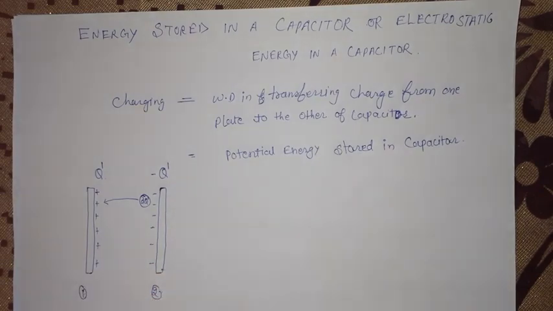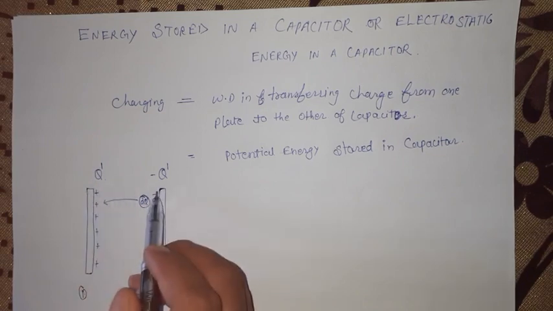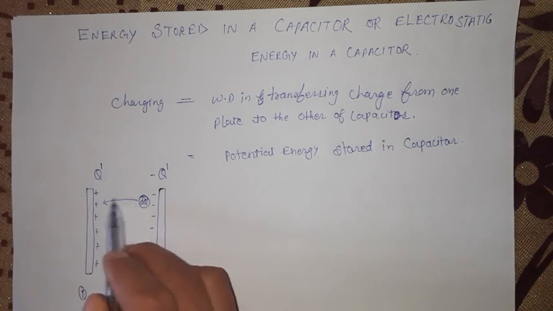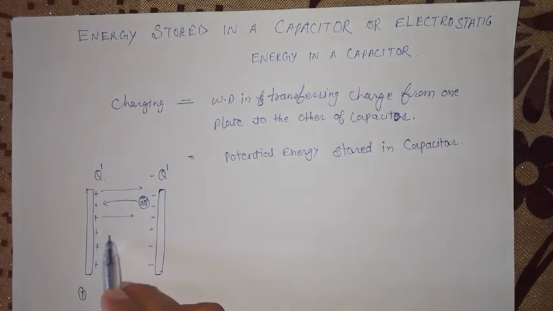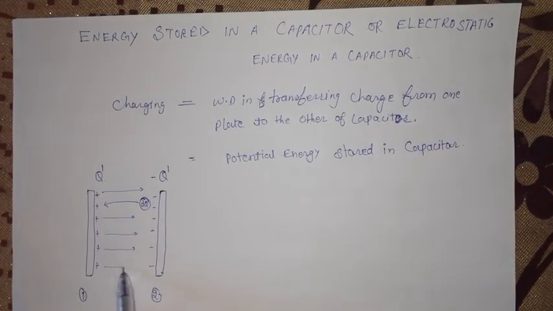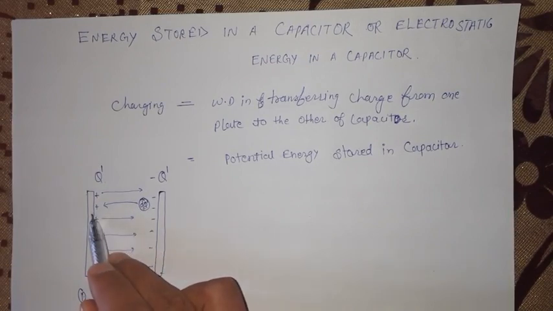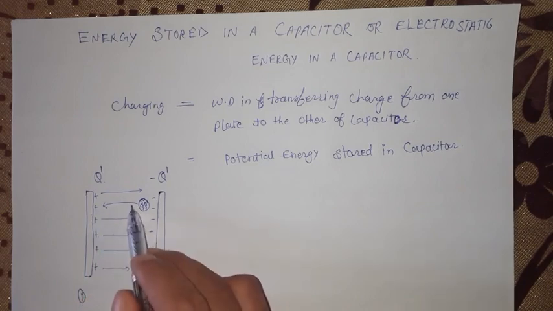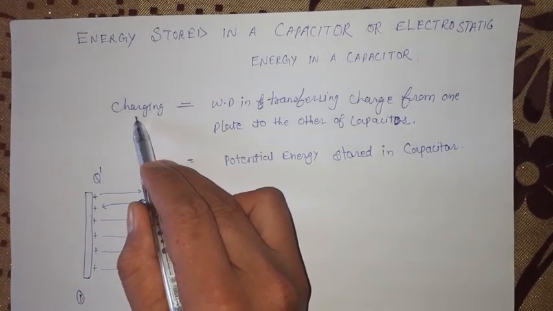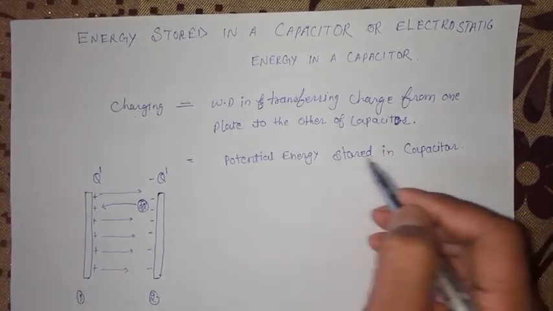Okay, so I have to do work, because there is a potential difference between the two plates, and the electric field in this region is from left to right. So I want to take this positive charge to the left plate, against this field, so there is work done. Whatever work is done while charging gets stored in the form of potential energy.